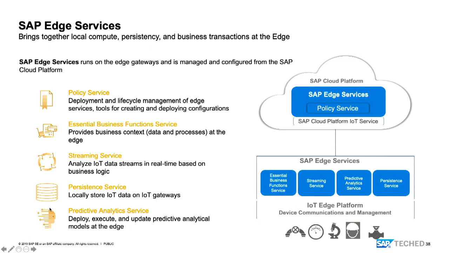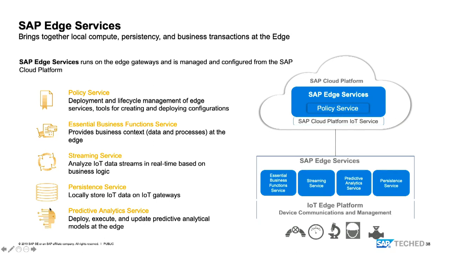Here, I mentioned before, in the cloud we can have HTTP and MQTT as protocols. With edge computers, we can have many more protocols, and there's a lot that we'll already ship. But if you have your own protocol, you can actually program it on this edge platform, which is a foundation. And then we have some higher level services that we call SAP Edge Services, Leonardo Edge Services: essential business functions, streaming service, predictive analytics, and the persistent service, and we'll look into these services.